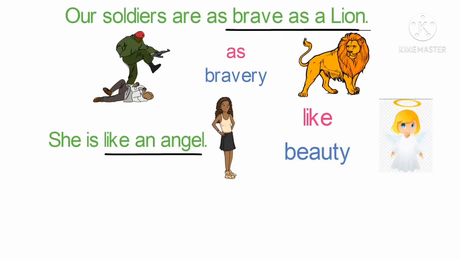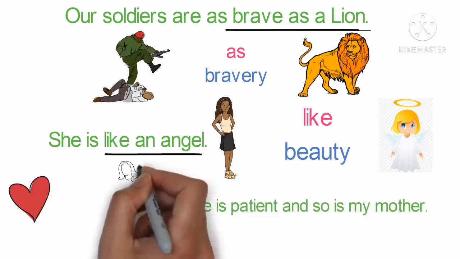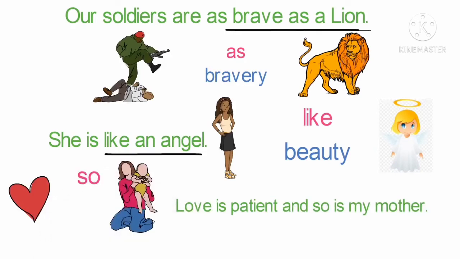Let's look into one more example to make things even clearer. Love is patient and so is my mother. Here, love is compared with my mother using the word so, and the common thing between them is patience. So here, so is my mother is a simile. These are the examples of simile.